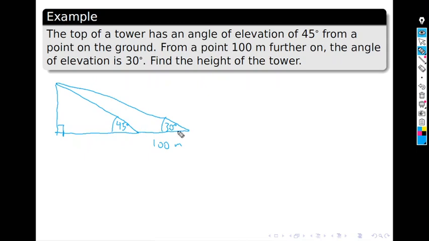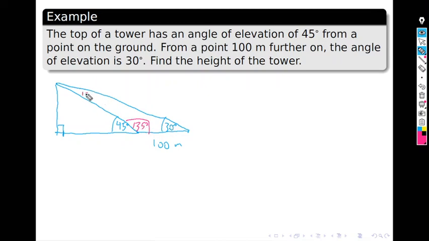We don't have any measurements of this right angle triangle we've got here. But we do have this side length, and we've got that angle. Also, we can get the angle here because we know this straight line has 180 degrees all up. So 180 take away 45 gives us the angle in here, which is 135 degrees, all the way around there.